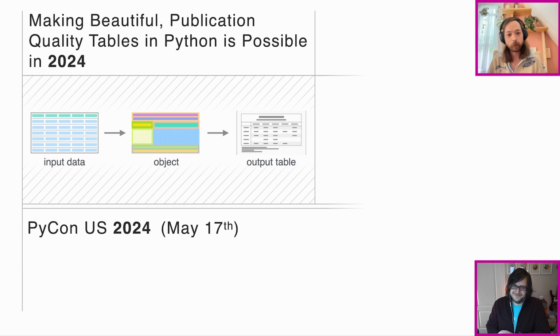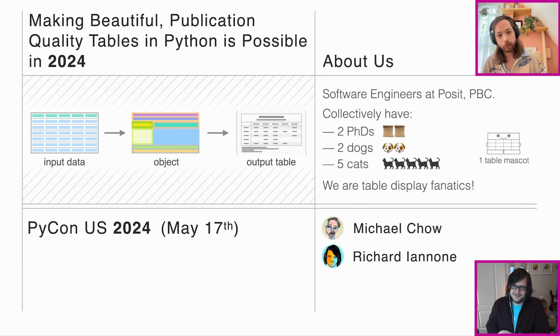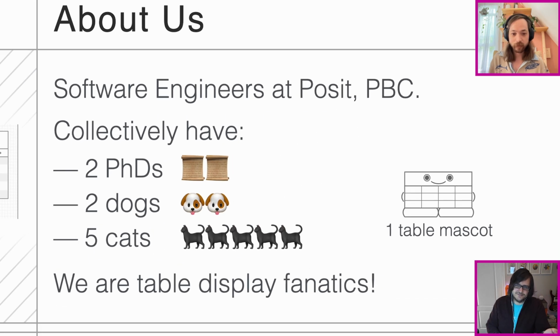So, just to give you a little bit of background, we are software engineers at Posit, PBC. And between the two of us, we have 2 PhDs, 2 dogs, and 5 cats. And we are fanatics of table display. We're just so interested in beautiful publication ready tables. We each have 2.5 cats. That's the joke. Right. That's the key.